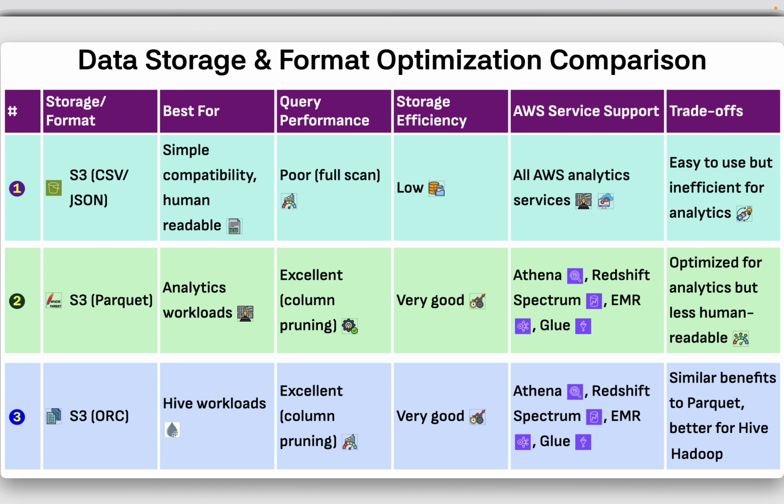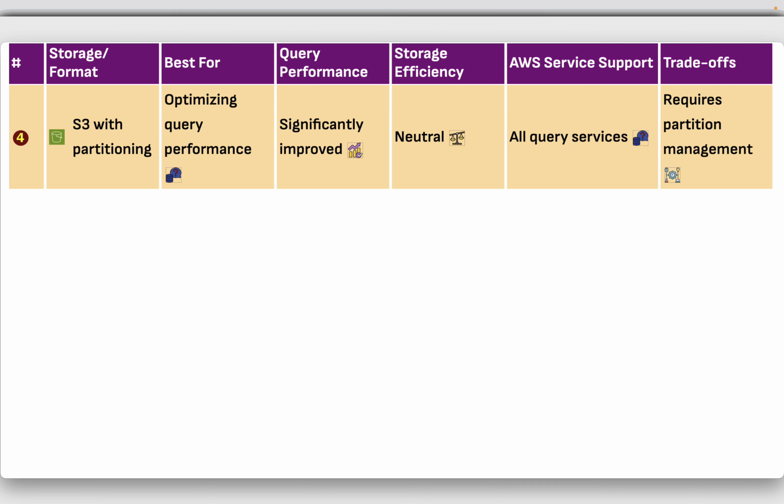Then S3 ORC. It is best for Hive workloads. So if you have Apache Hive, then it's compatible with ORC. Query performance is excellent, and you have column pruning. Storage efficiency very good. Service support: Athena, Redshift Spectrum, EMR, and Glue, all four. So trade-off similar to Parquet but better for Hive and Hadoop workloads. Next, S3 with partitioning, best for optimized query performance. Query performance is significantly improved. Storage efficiency is neutral. All query services support this, and the trade-off is that it requires partition management.